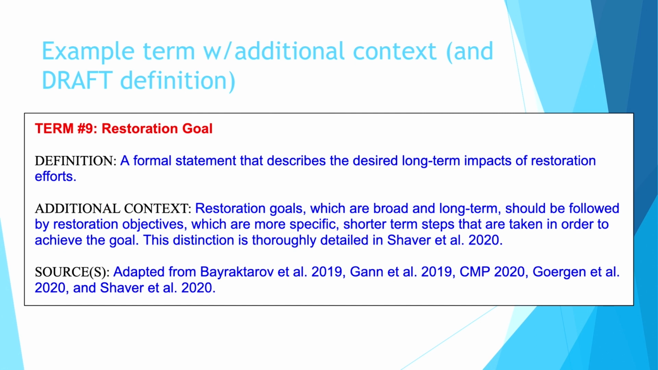Another term that we have in here is restoration goal, and this is defined as a formal statement that describes the desired long-term impacts of restoration efforts. And in here, you can see an example of additional context. So we did have restoration objectives defined as a separate term, and we ended up taking it out and defining it in here in the additional context. But in this section, we're also referencing another document, and that will be throughout the glossary.